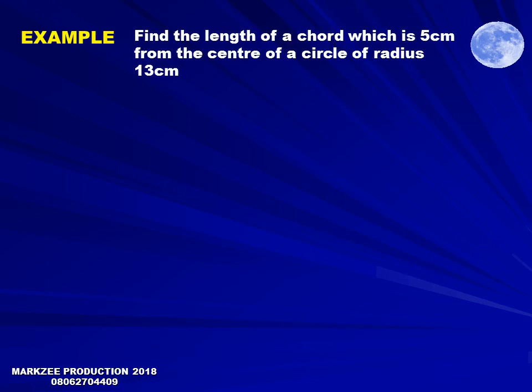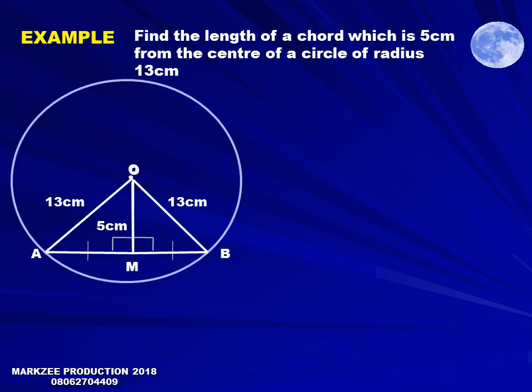Now we have another example. Find the length of a chord which is 5 centimeters from the center of a circle. Now this time the radius is given. So they are giving us the radius of the circle and the distance from the center. So that's how the diagram will look.